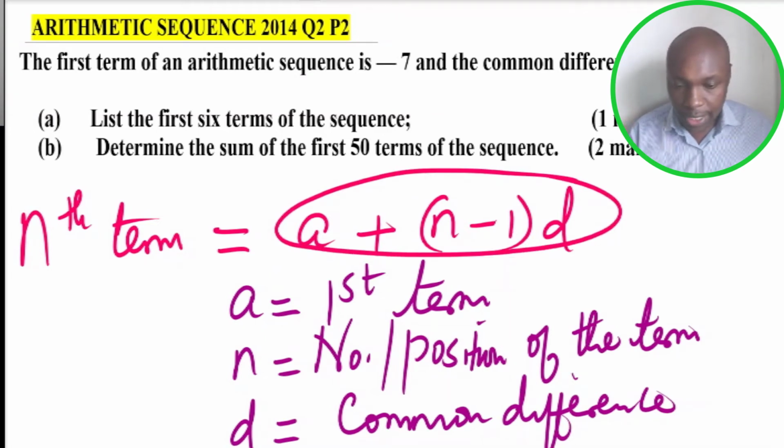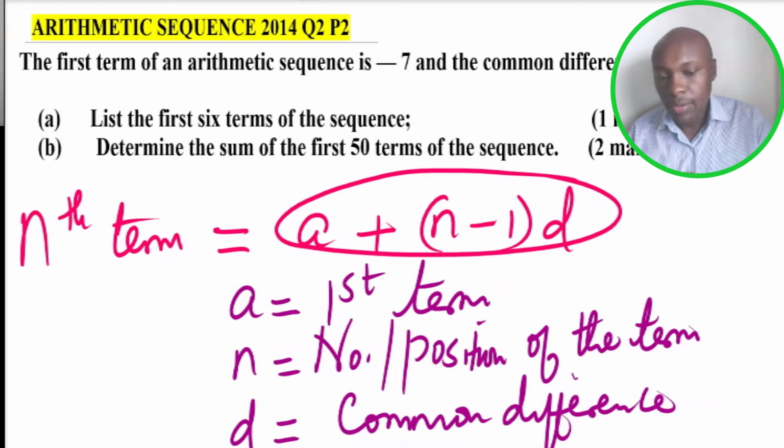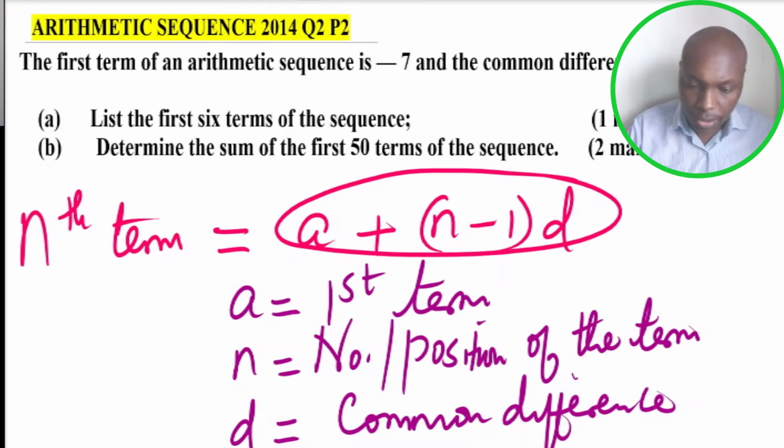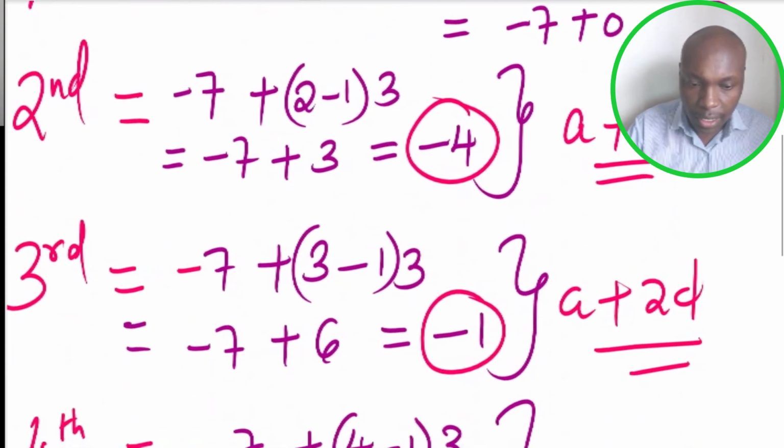So if you're getting the first term, n will be 1. When you're getting the second term, n will be 2. When you're getting the third term, n will be 3, and so on. Then we are given that question, we're given a is -7 and d is 3. So our work was just to substitute here.